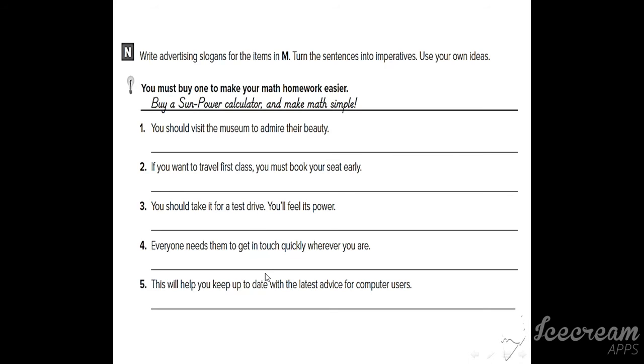Number four. Everyone needs them to get in touch quickly wherever you are. Which one? Yes, smartphones. So, use smartphones to get in touch quickly wherever you are.